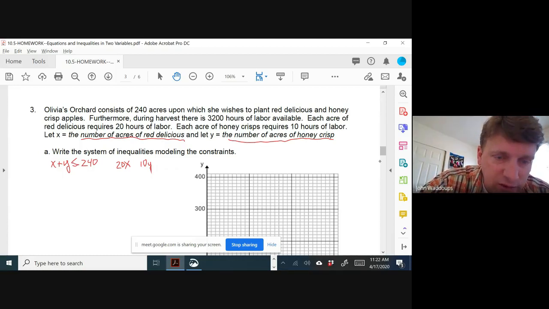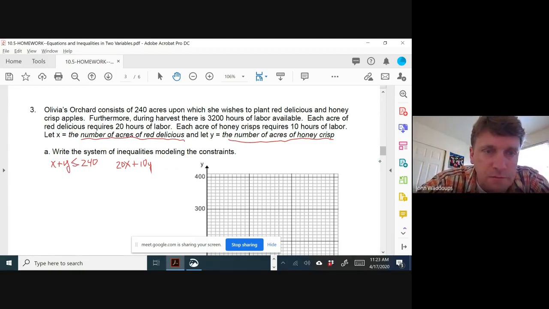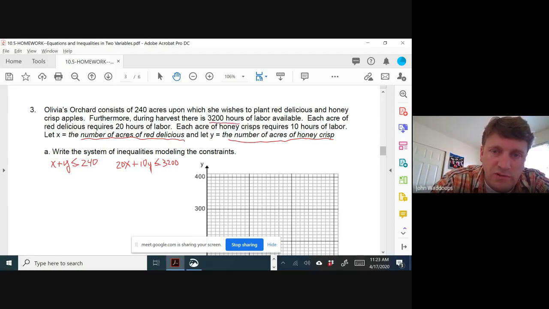So if I add these two expressions together, 20x plus 10y, that's the total amount of labor that's spent harvesting both types of apples, the Red Delicious and the Honeycrisp. And that has to be less than or equal to 3,200, because that's how much she has available. 3,200 hours of labor will be available during harvest.